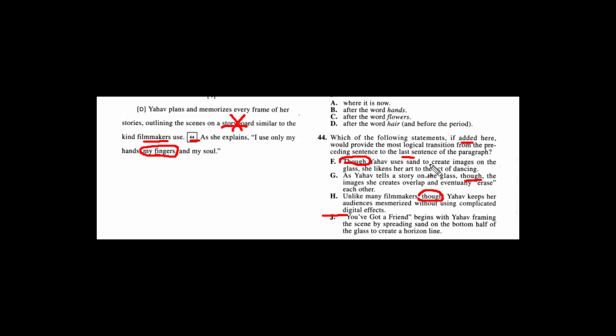Okay, here, though Yanov uses sand to create images of glass, she likens her art to dancing. Dancing, that's off topic. We can get rid of that. Okay, G, as Yanov tells stories to the glass, though images she creates overlaps eventually and erases them. That doesn't make any sense. Unlike filmmakers, though, Yanov keeps her audience memorized without using complicated digital images. In fact, she uses her hands. That's uncomplicated. H is the correct answer on that one. 44, H. Problem number 45, it's a Formula B rearranger.